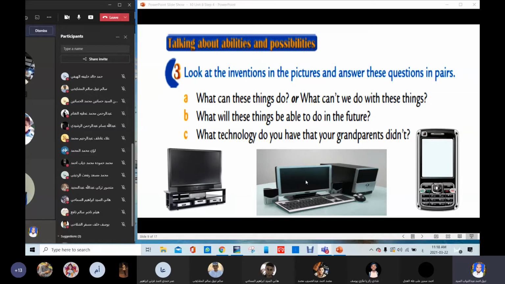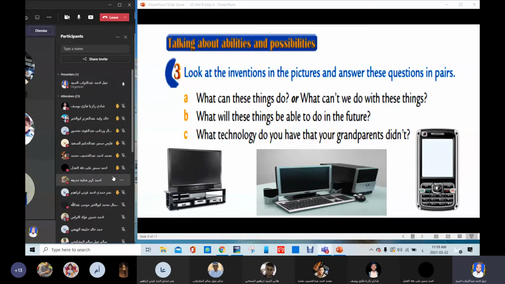What can't we do with the computer? Talk about things that you can't do with the computer. Think. Amar Hamdi. Shadi. Computers can't make calls like phones. You can use social media applications like Messenger or other applications to make calls to keep in touch with other people. Okay, thank you, Omar.